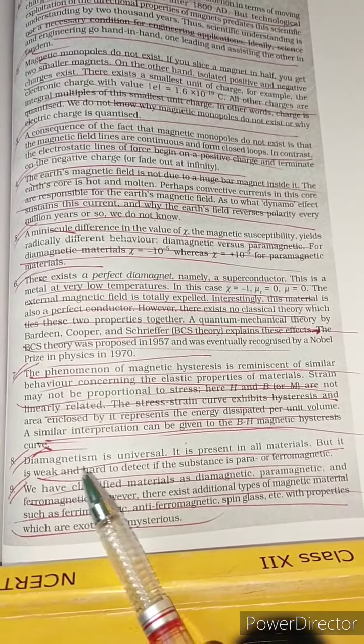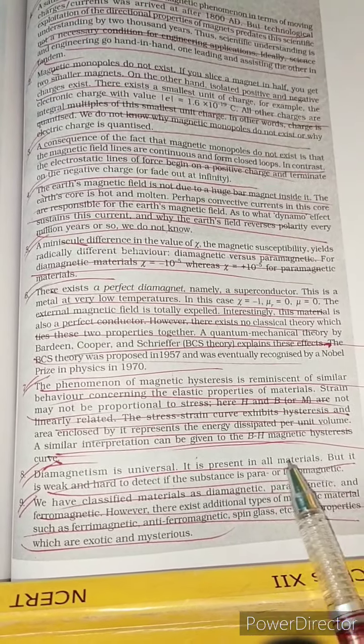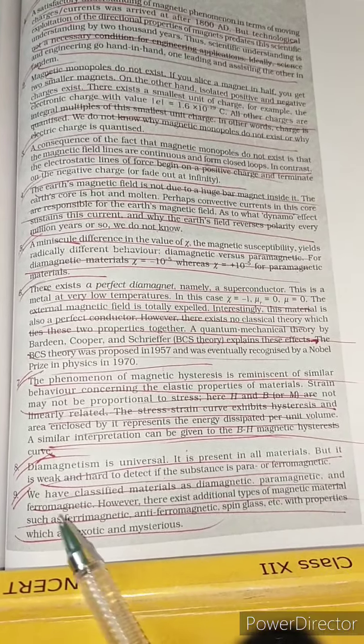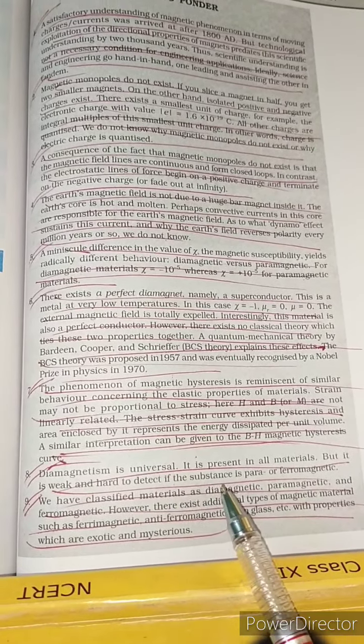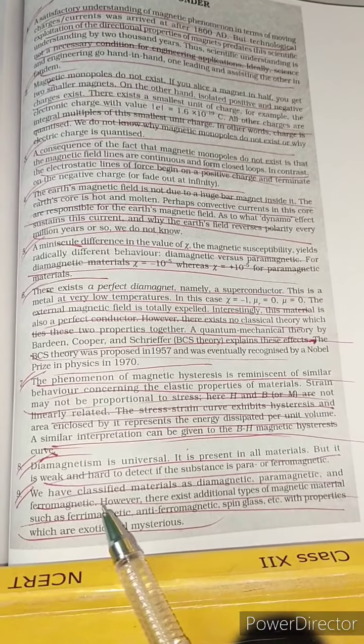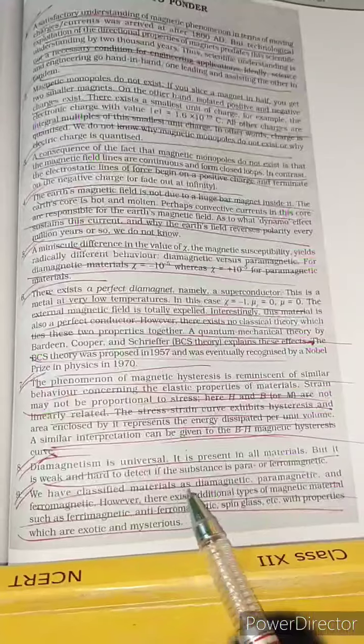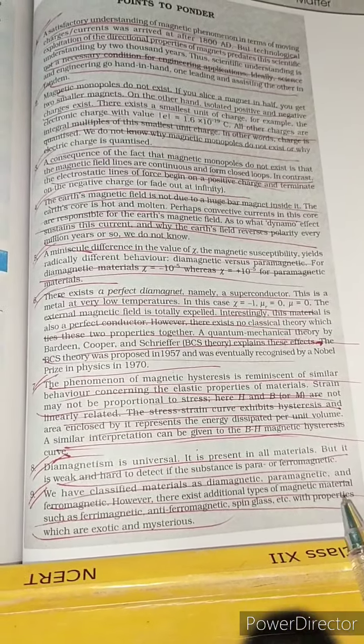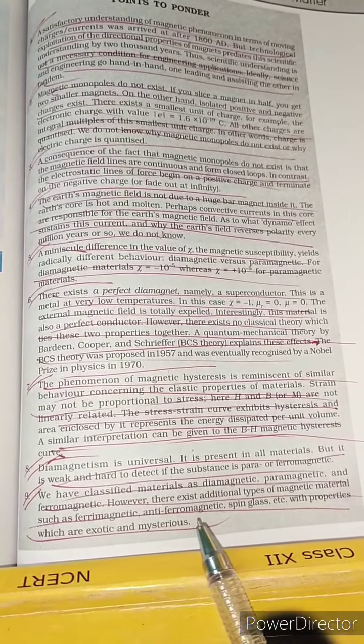Eighth point is that diamagnetism is universal. It is present in all materials, but it is weak and hard to detect if the substance is para or ferromagnetic. Ninth point is that we have classified materials as diamagnetic, paramagnetic and ferromagnetic. However, there exist additional types of magnetic materials such as ferrimagnetic, antiferromagnetic, spin glass, etc., with properties which are exotic and mysterious.